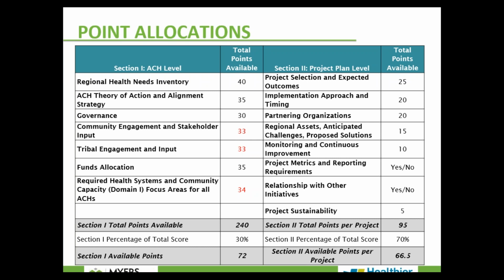So in the comments it was noted about weighting the sections differently, and the decision was made to decrease points assigned to the Domain 1 subsection and increase community engagement and stakeholder input and tribal engagement and input. You'll notice in red that for community engagement and stakeholder input, the new points available are 33, the same for tribal engagement and input. And for Domain 1, the available points have been reduced to 34.